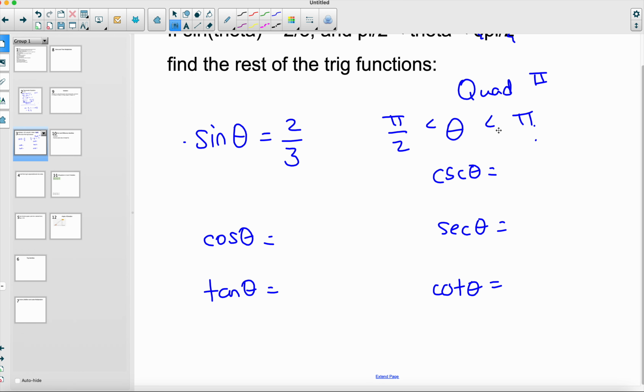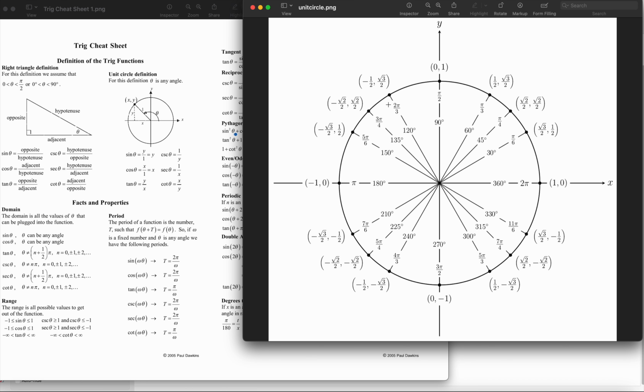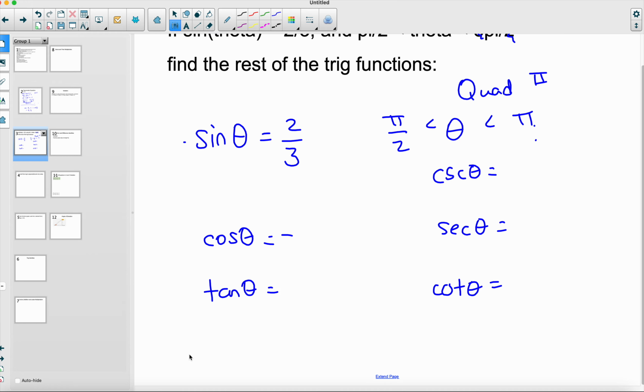Now, if I'm in quadrant 2, let's just focus on the sine. Cosine is negative there. Sine is positive. Tangent is sine over cosine, so this is going to be negative. Cosecant is a reciprocal of sine, so it's going to follow the same sign, positive. Secant is the reciprocal of cosine, so it's going to use the same sign, so negative also. And cotangent is a reciprocal of tangent, so if this is negative, this is negative.